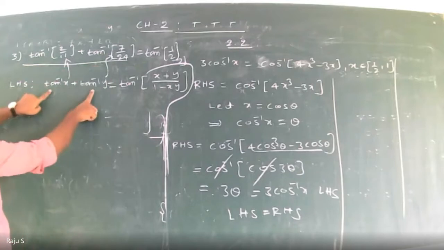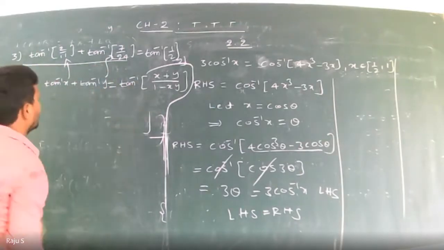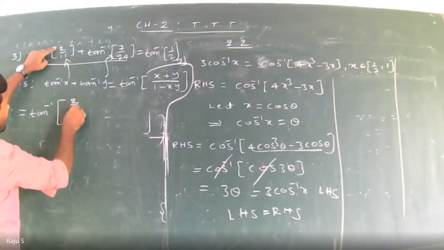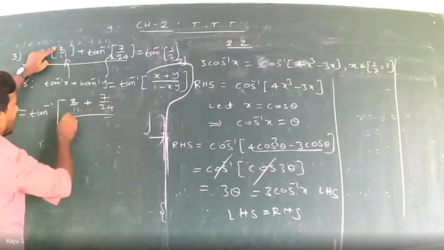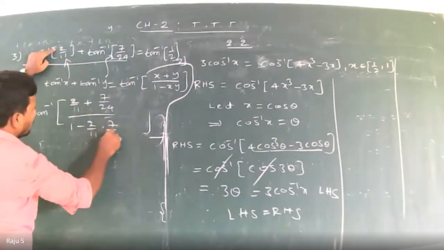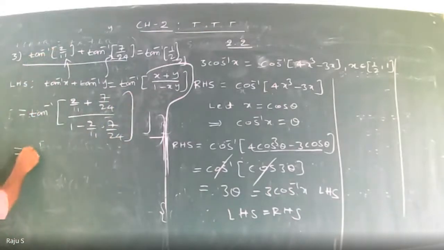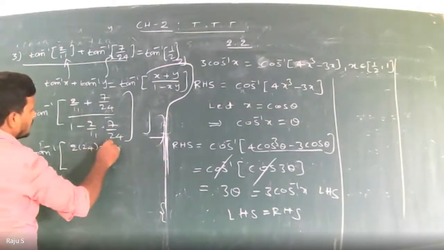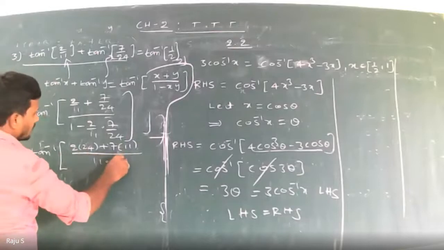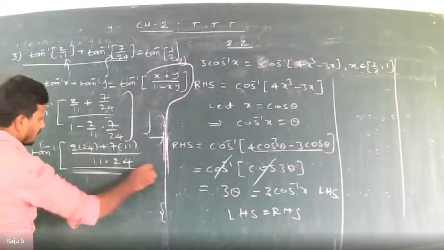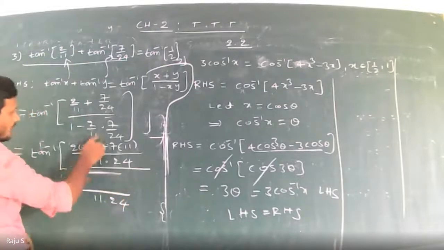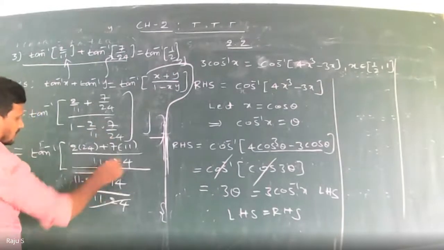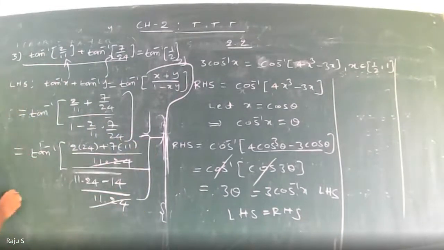So LHS in the form of tan inverse x plus tan inverse y is equal to tan inverse of x plus y by 1 minus xy. What is x value? 2 by 11. What is y value? 7 by 24. So it is 2 by 11 plus 7 by 24 by 1 minus 2 by 11 times 7 by 24. What LCM do you want to take? I take LCM as 11 into 24: 2 into 24 plus 7 into 11 by 11 into 24. In the same way in the denominator, 11 into 24 minus 2 into 7, 14. So 11 into 24 gets cancelled. Now we can simplify.